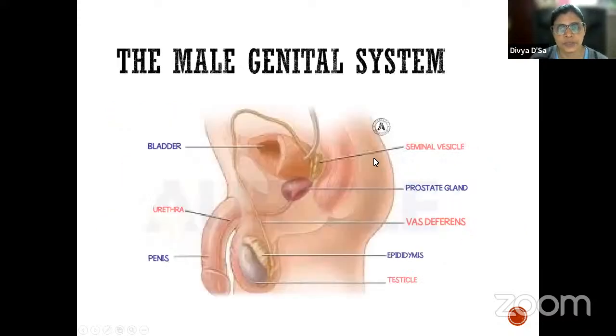First, coming to the male genital system. The male internal and external genitalia include the prostate gland, the duct system, the seminal vesicles, the ejaculatory ducts, the vas deferens, the epididymis, and the testis, as well as the penis. All this forms part of the male genital system.